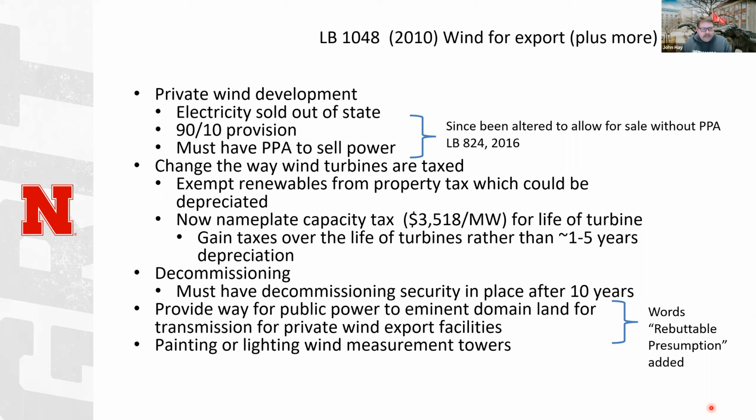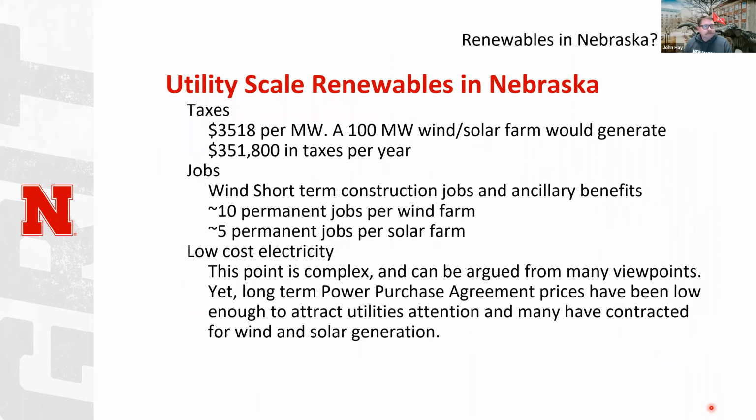They did some safety work about painting and lighting of wind measurement towers, which are there before the wind turbines ever show up. That was a big deal for safety of low-flying aircraft. So essentially in Nebraska, the state legislature did this to allow for this development.